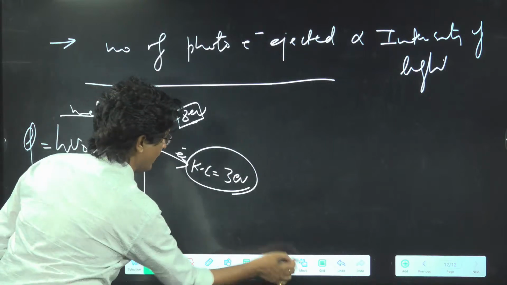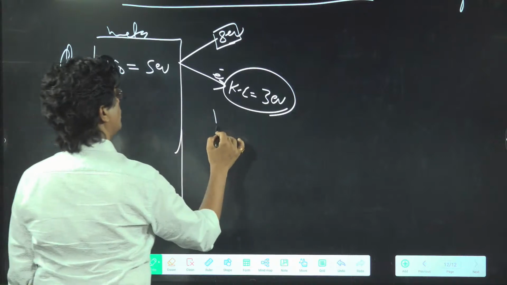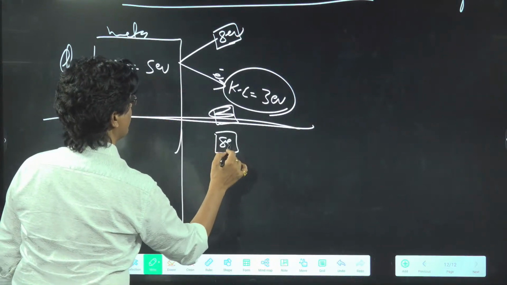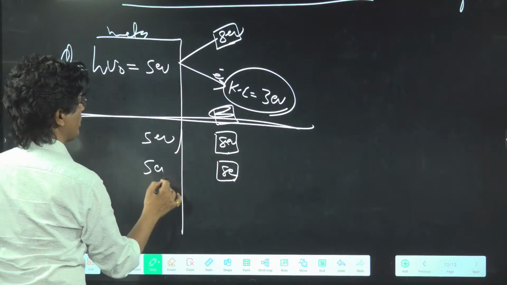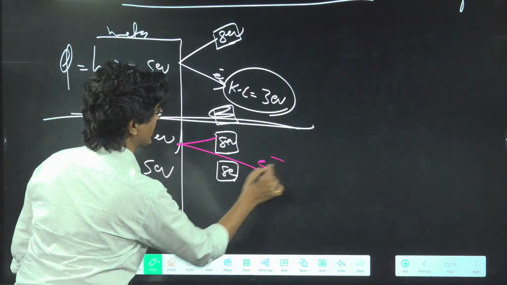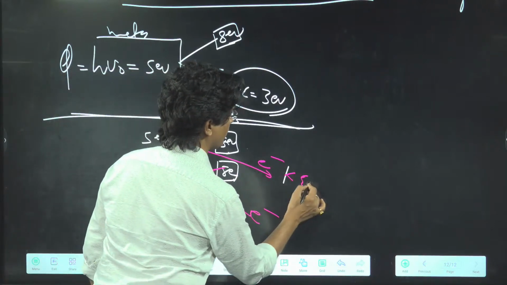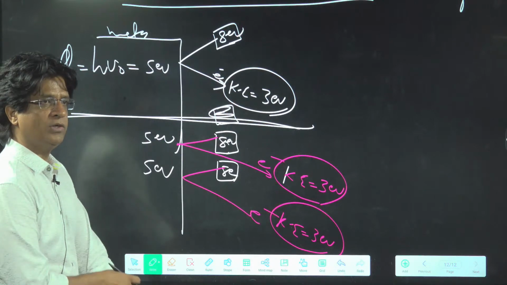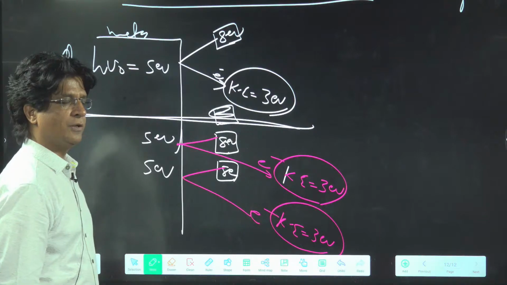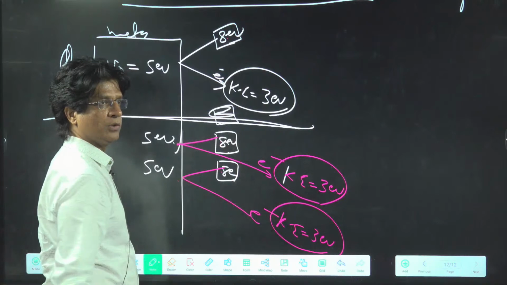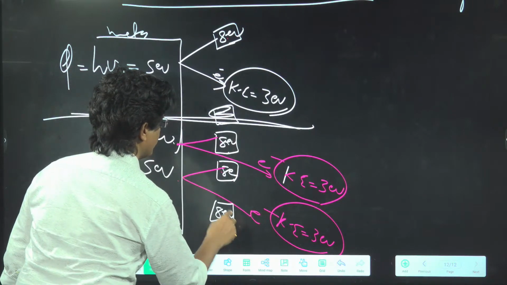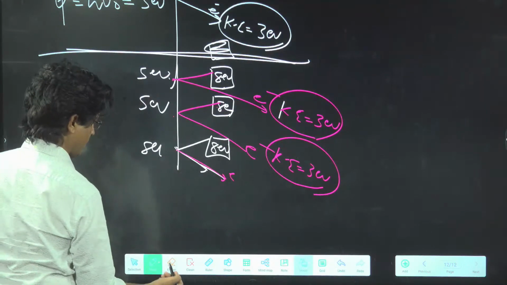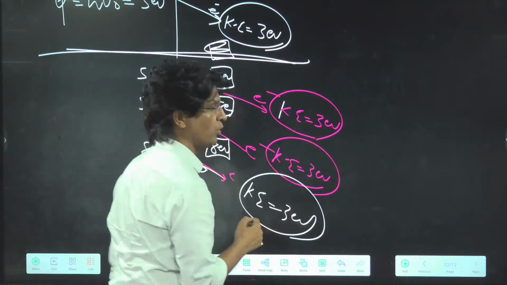Are you getting that? Now suppose 2 photons are coming, each of 8 electron volt, and the threshold is 5 electron volt for each electron. Now electrons will be ejected. They will have a kinetic energy of 3 electron volt each. Yes or no? So 2 photons will eject 2 electrons. Similarly, if a third photon comes, it will eject one more electron, and the kinetic energy will be 3 electron volt. Agree or not?